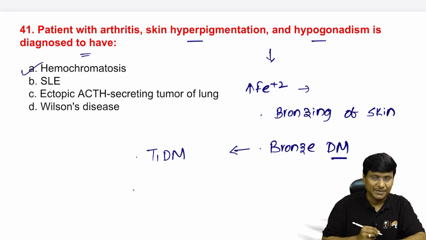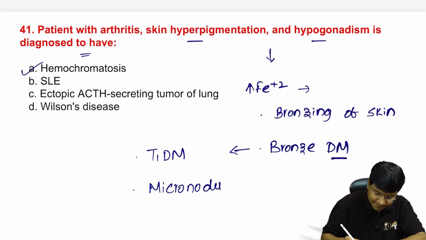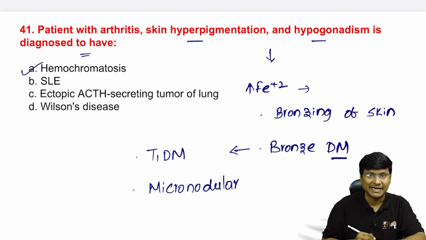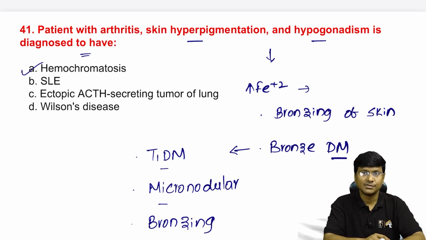In patients with bronze diabetes mellitus, there will also be accumulation of iron within the liver, and that will result in cirrhosis, which will be micronodular cirrhosis. And in these patients, there will be bronzing of the skin. So this is a triad that you will observe in case of bronze diabetes mellitus.